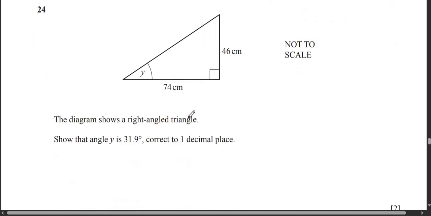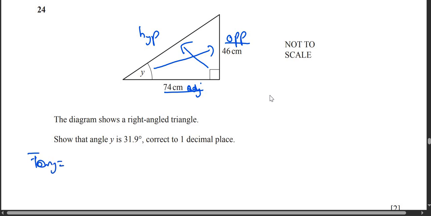Next question says that the diagram shows you what? A right angle triangle, okay? Show that angle Y is 31.9. So look, opposite the angle, we have opposite. Opposite the 90 degree, we have hypotenuse, and the remaining thing is called adjacent. So adjacent and opposite come in tan. So tan Y is equal to, TOA.